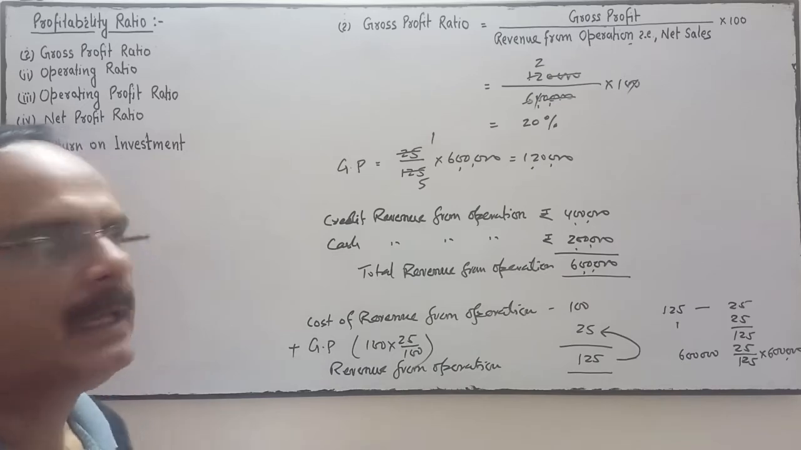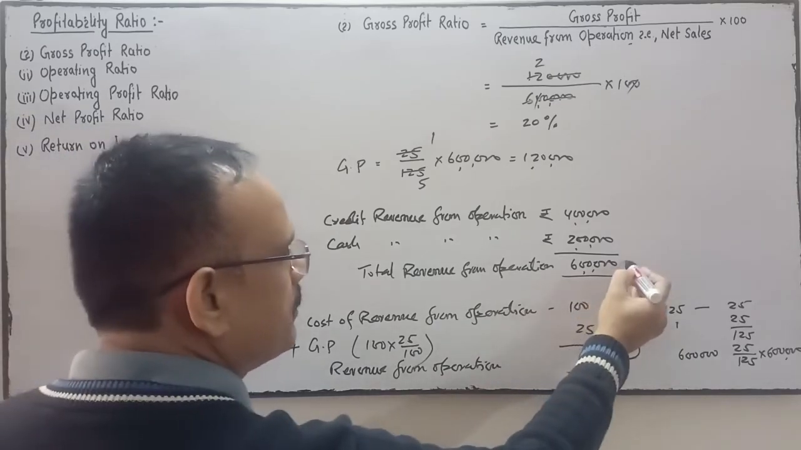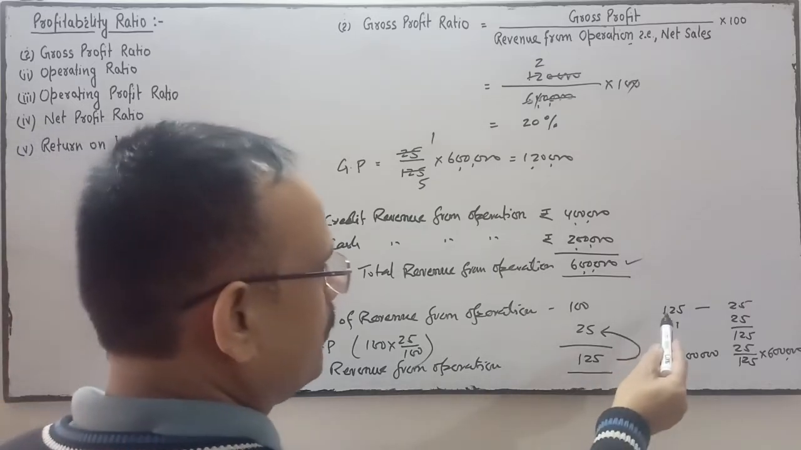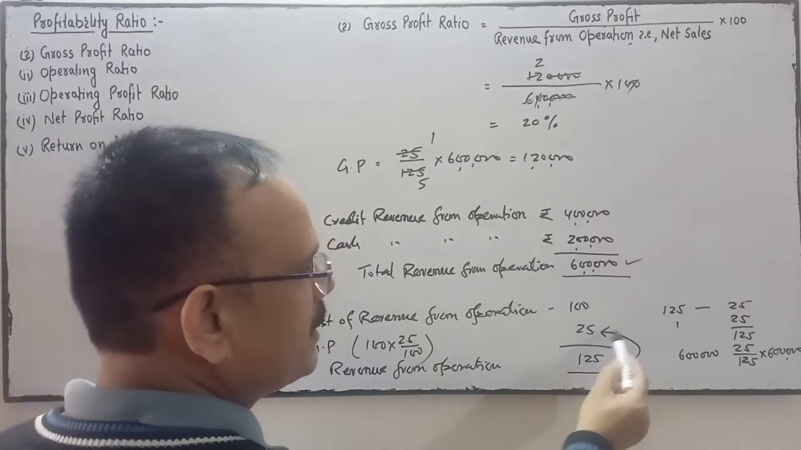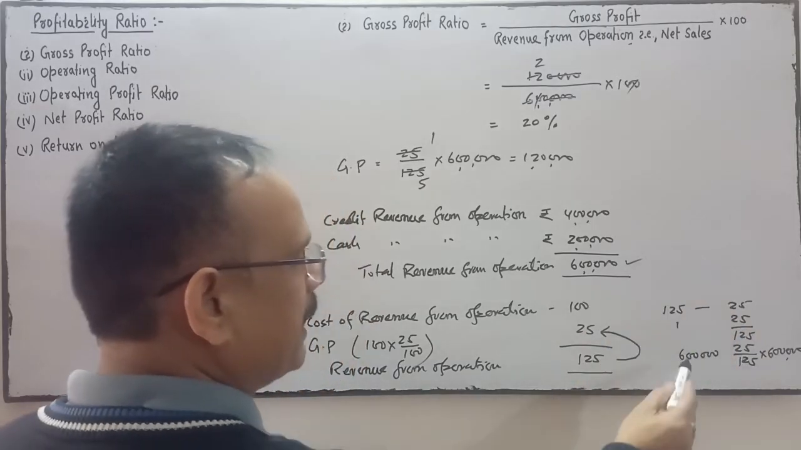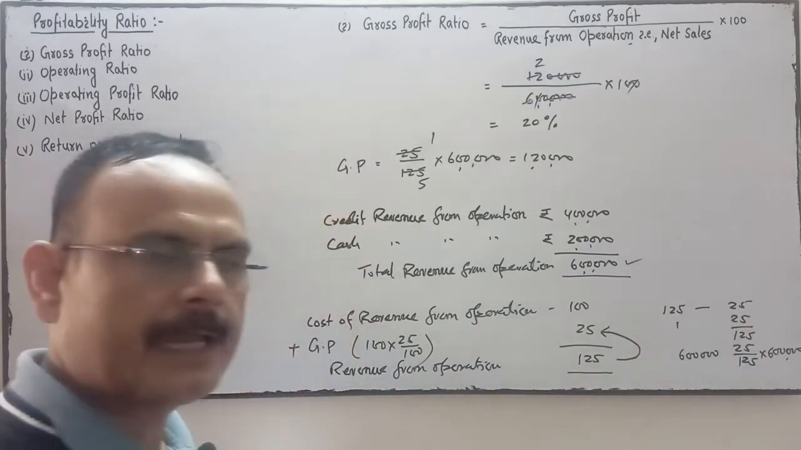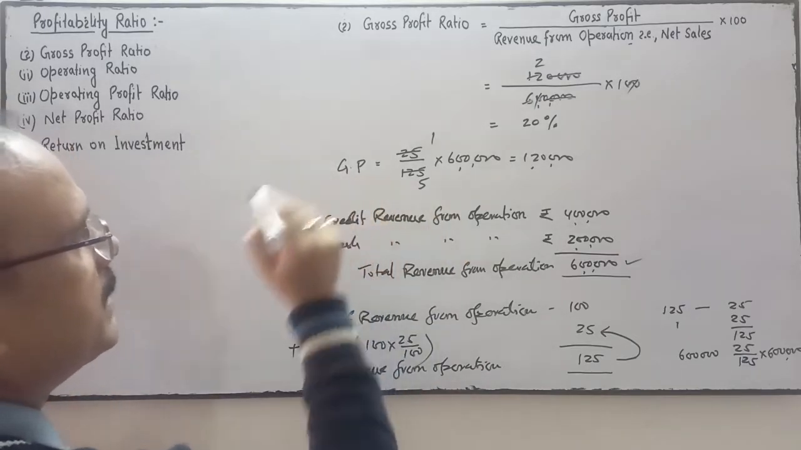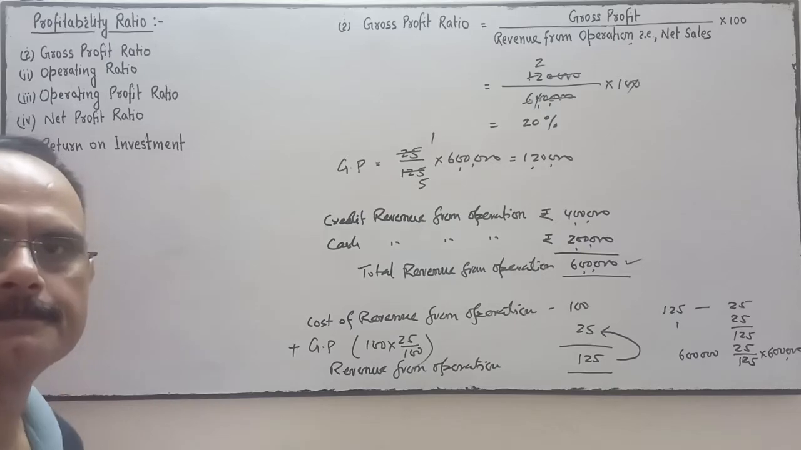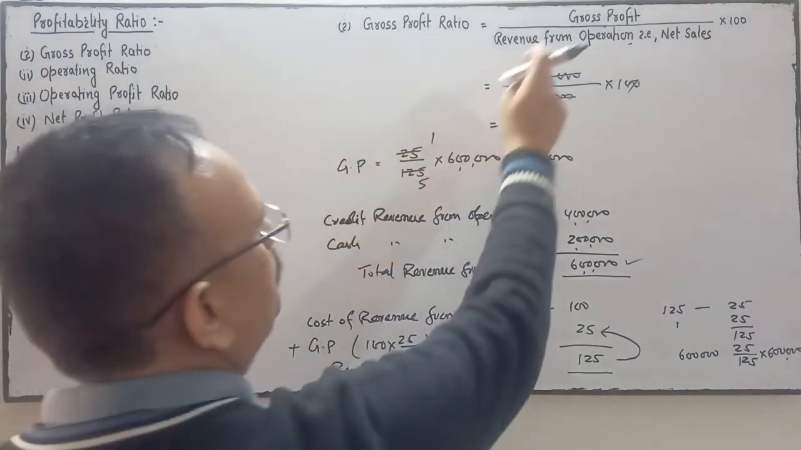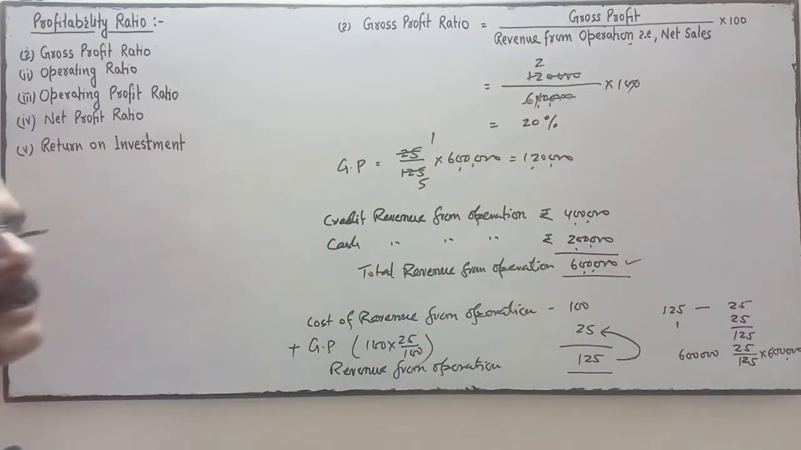GP is 25, and we already have the information about the revenue from operation. So when the revenue from operation is 125, GP is 25. So when it is 1, then it is 25 upon 125, and when it is 6 lakhs, then 25 upon 125 into 6 lakhs. So I have calculated the gross profit on the basis of that, then I put that gross profit over here to find out the GP ratio.